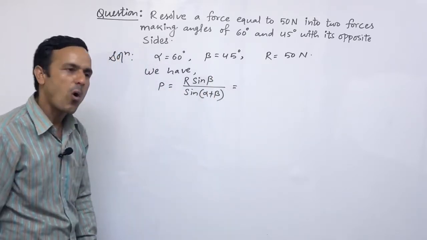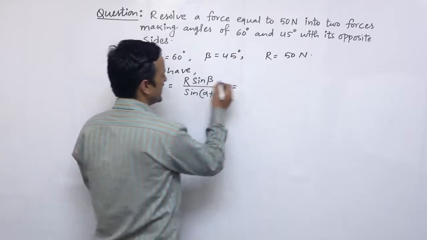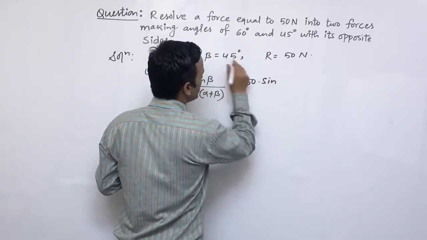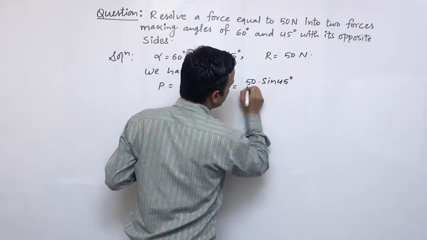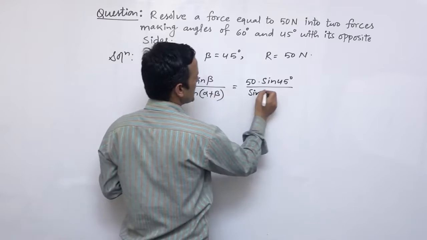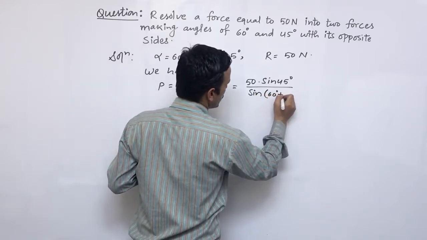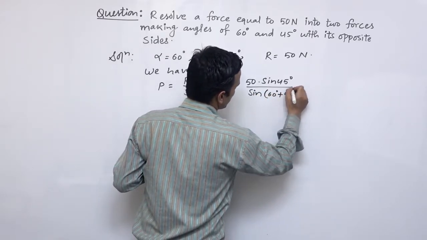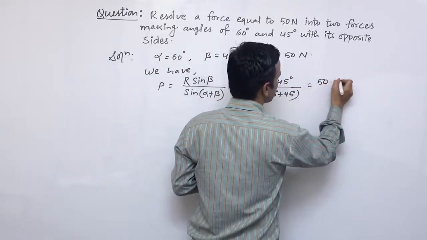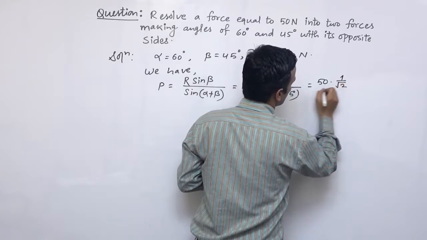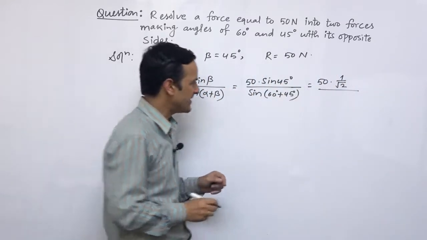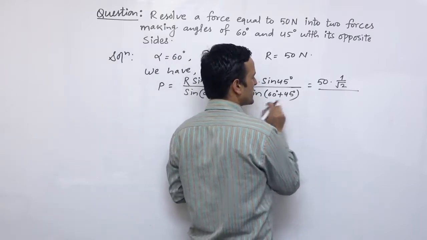So substituting all the values, we get the value of P. So R is equal to 50 and sine beta, beta means 45 degree, and here is sine alpha plus beta, means it is 60 plus 45. So find out the value: 50 and sine 45 means 1 upon root 2. So this is the value of sine 45 and sine 60 plus 45.